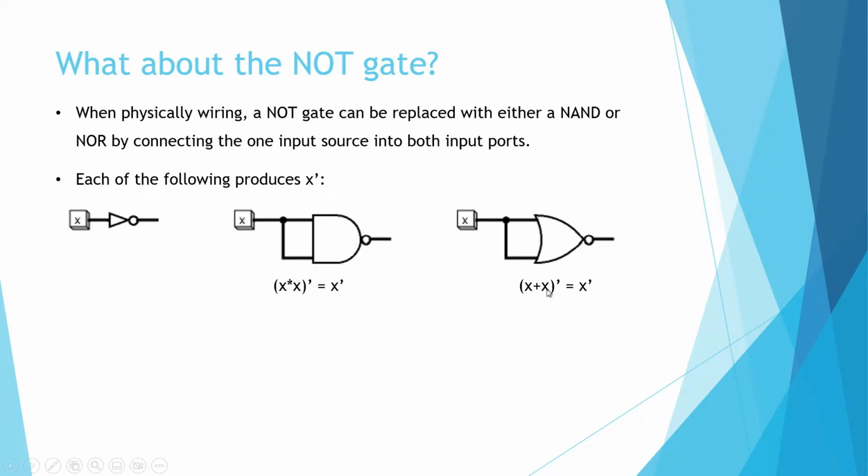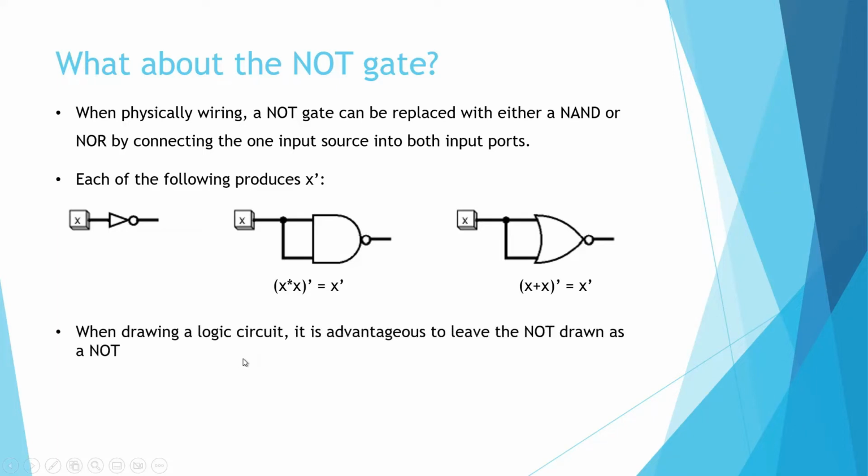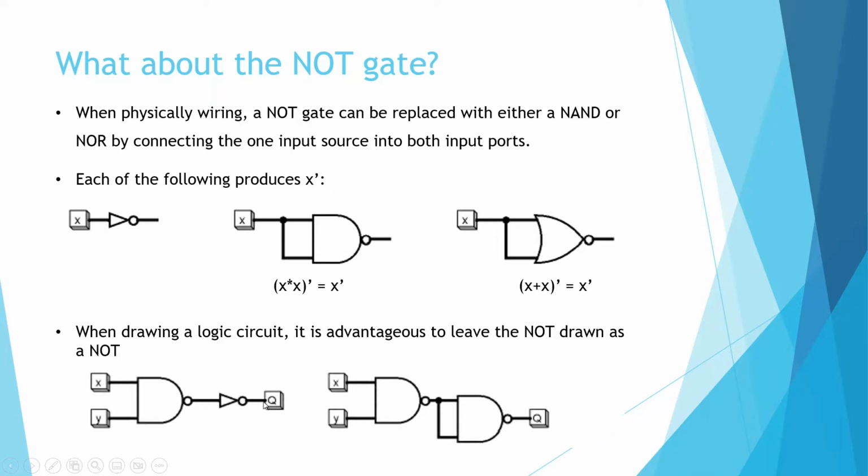The same thing goes for the third one, but when drawing a logic circuit, it is more advantageous to leave the NOT gate drawn as a NOT gate, because it is a lot easier to understand and interpret the circuit. For example, in the circuits on the left side, you see a NOT gate is way more understandable than the one on the right side. So even in our NAND circuit, we still draw the NOT gate.